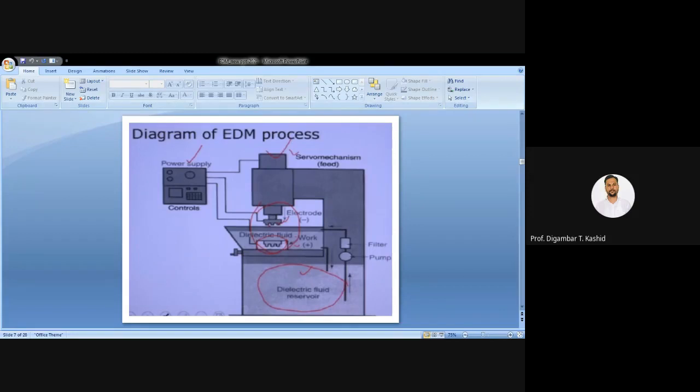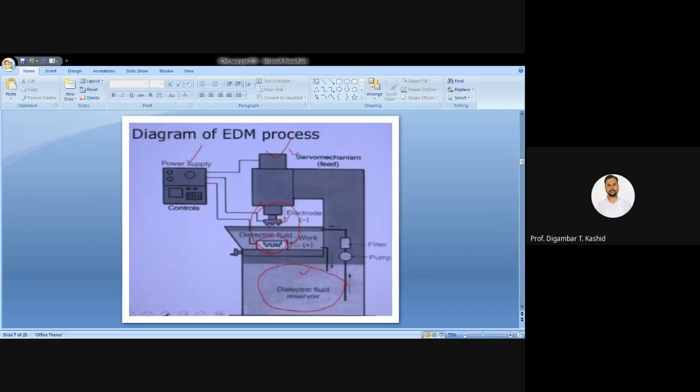So here in this slide, I have shown the diagram of EDM. You can call it the tool diagram of the EDM process, and I have shown the different components of the EDM process. You can see the electrode, which is indicated by the negative, that means that it is the tool. And you can see the protrusion here in this tool.